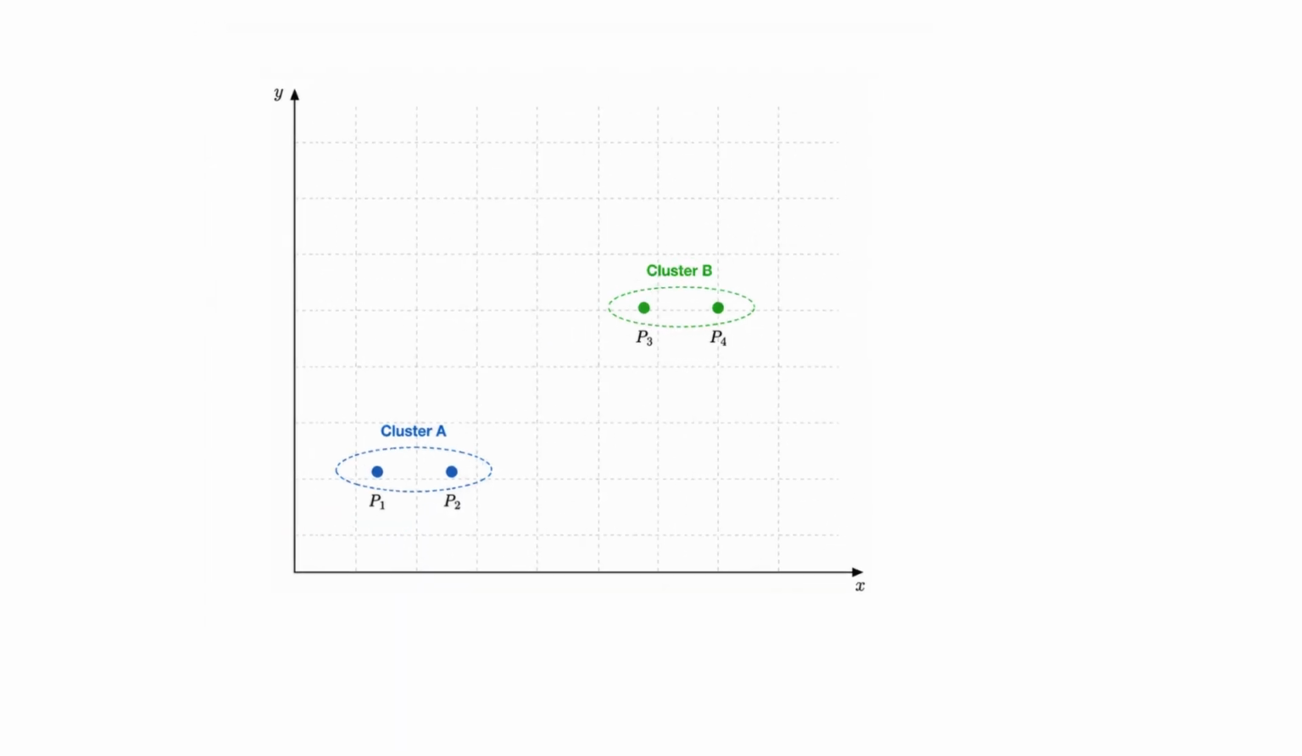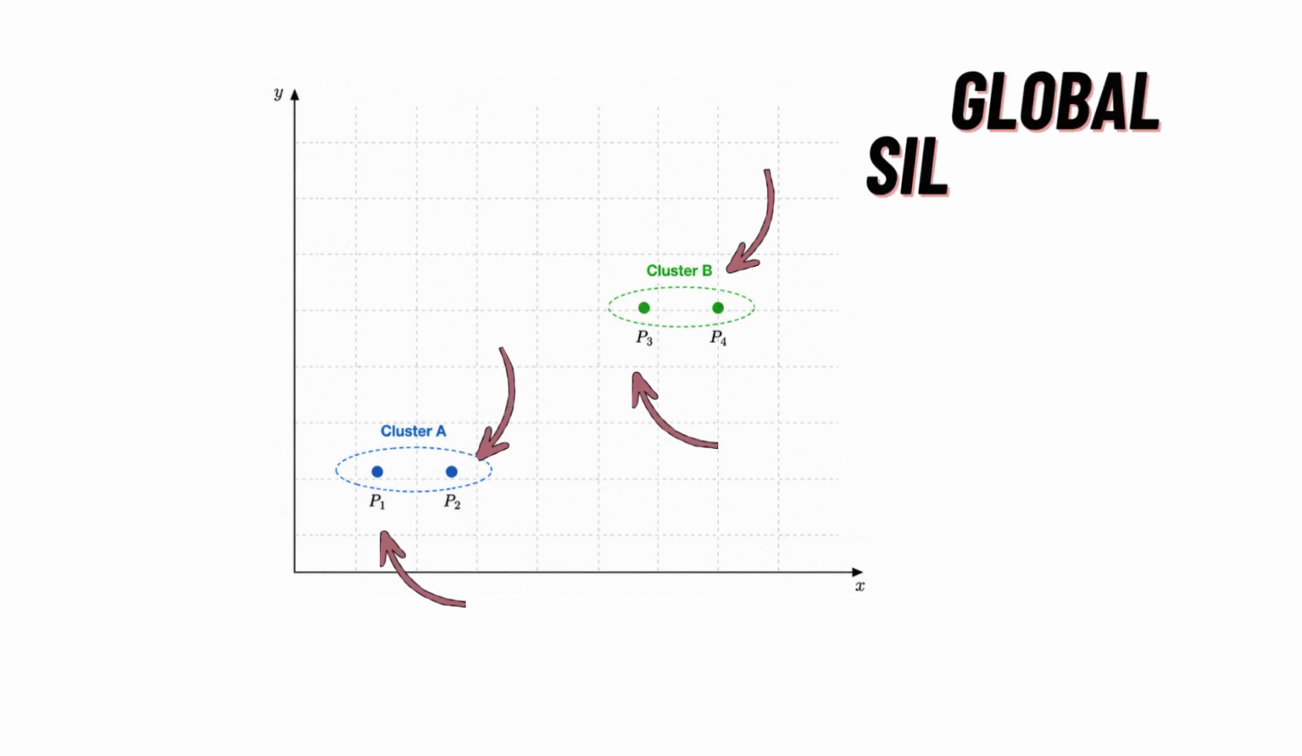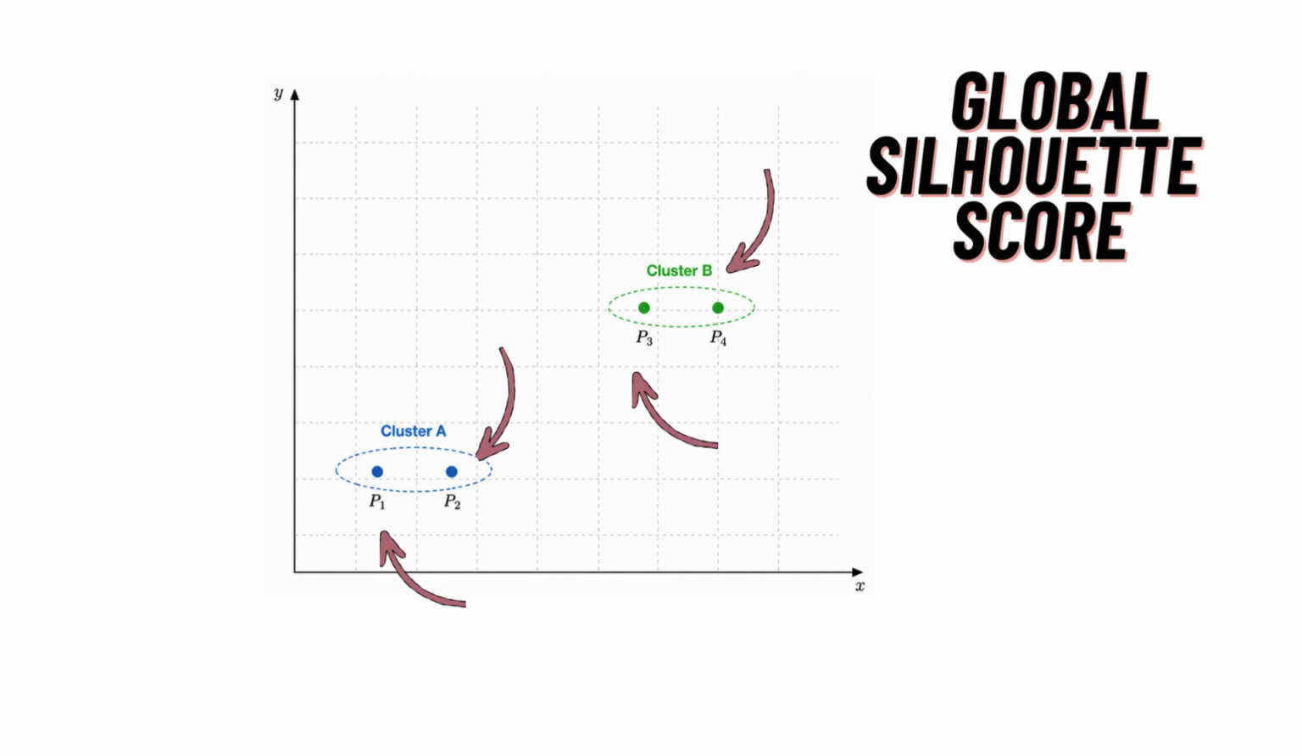By averaging the silhouette score of every single point, we get a global silhouette score for the entire model. That is how you validate your clustering logic from the ground up. Deconstructing these metrics from scratch is the best way to understand what's happening under the hood of your Python libraries.